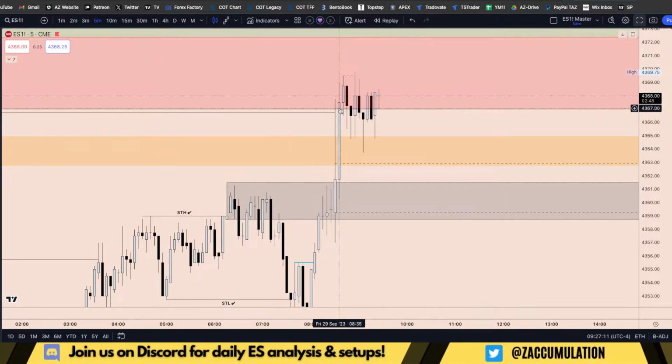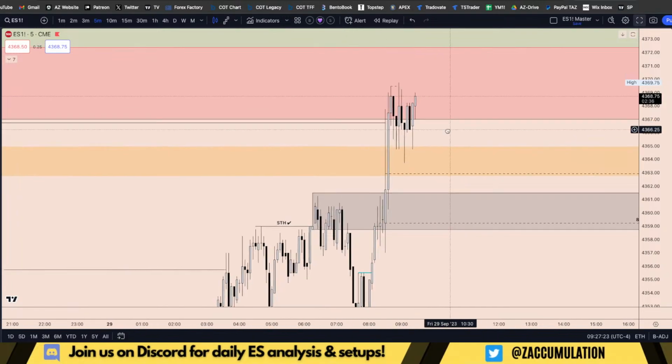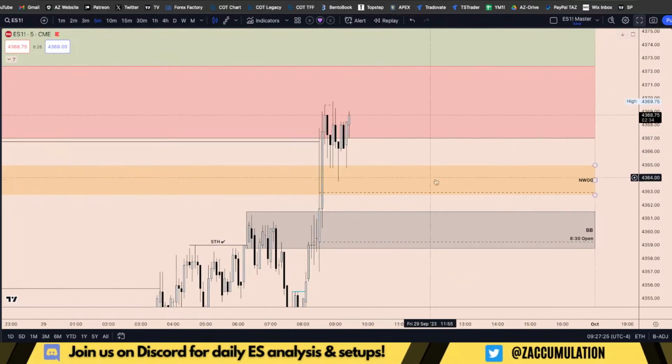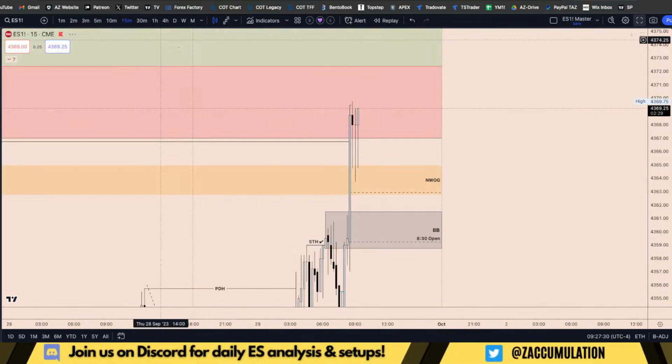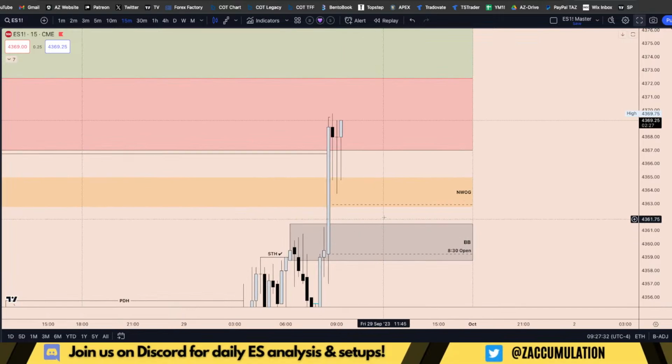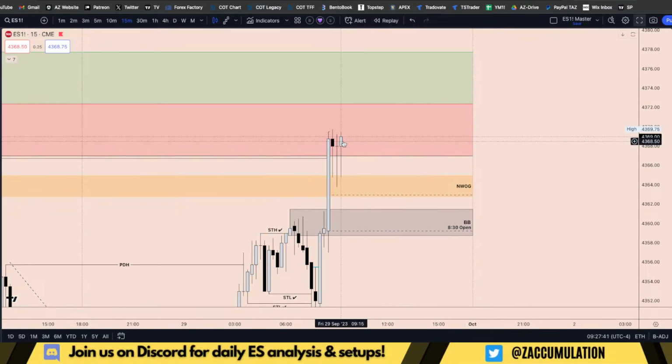Alright, everything we did after 10 minutes of pumping was consolidate. We are still inside that new week opening gap. Right here to the right, we're above the 15-minute bullish fair value gap that we also have paired with this. I like how we only had wicks into the new week opening gap. This is really confirming that price is really bullish right now.